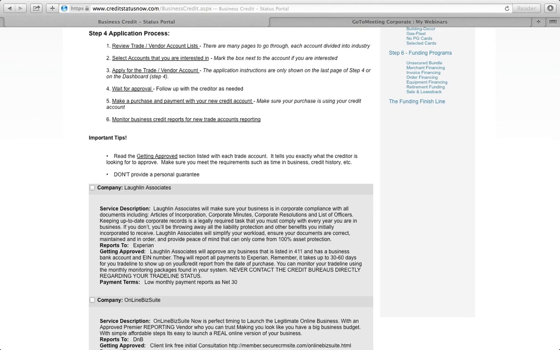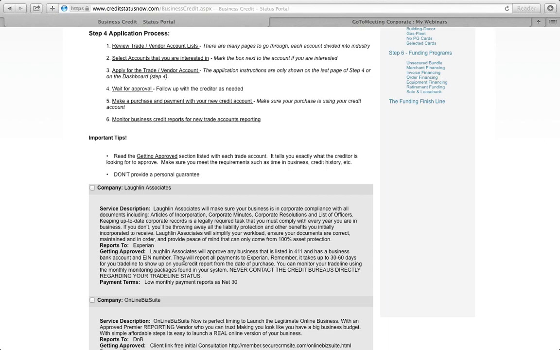Then it's important to make your purchase and payment. Now, keep in mind, it's the payment that's reported. It isn't just the trade account. So you have to make a purchase and payment in order for that trade account to get reported. I'm going to stress that one more time. It's the payment on your purchase that's reported. It's not the account. Personal credit's different. Your account gets reported no matter what. Business credit, it isn't reported unless you make a payment.